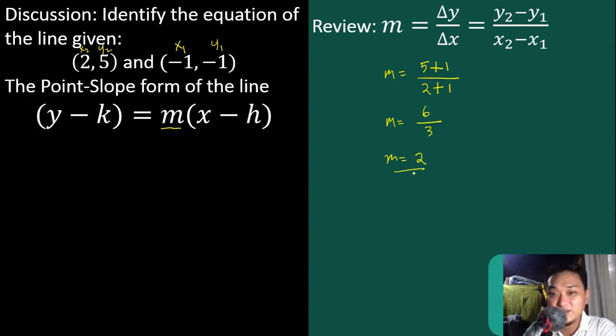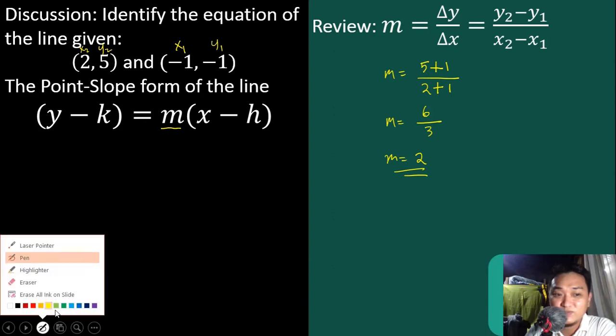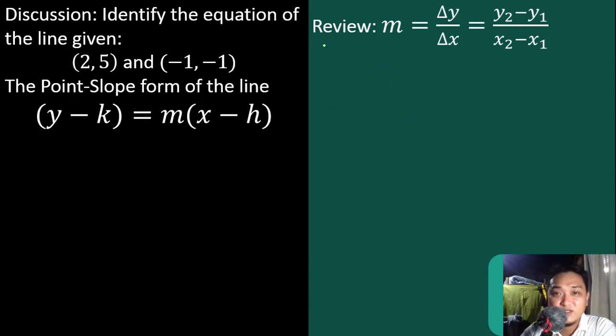So, that's our slope. Now, what are we going to do here? We are going to choose between (2, 5) and (-1, -1). Pwede natin gamitin yung dalawa, tapos i-compare natin kung pareho yung magiging result. Just remember, our slope is 2. So, let us write here our slope, that is 2. Let's say, ito yung ginamit natin, (2, 5).